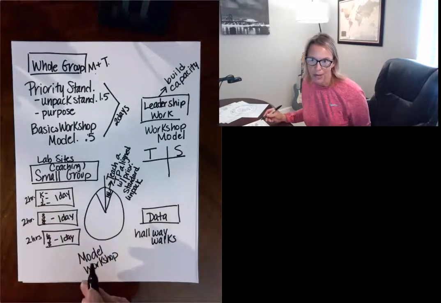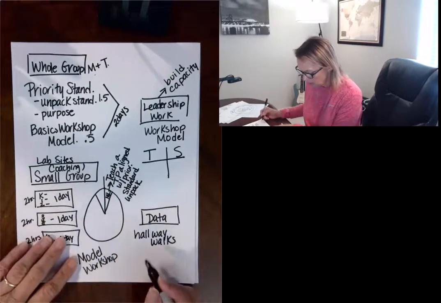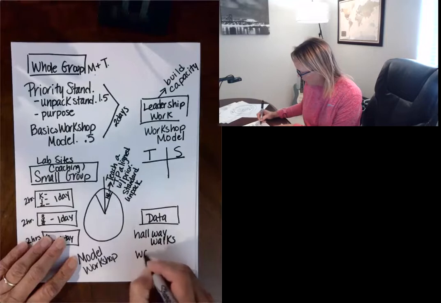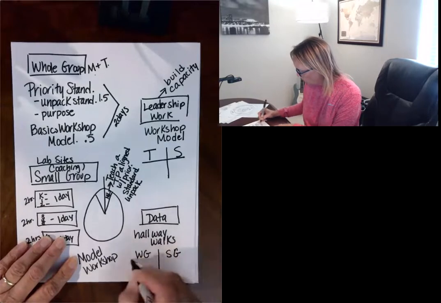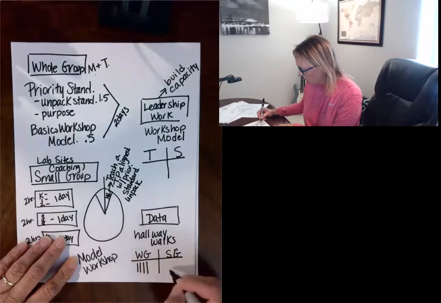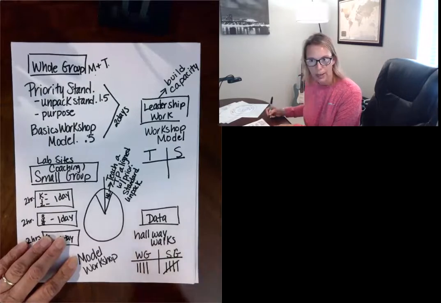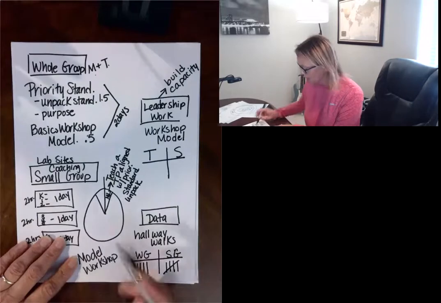During workshop model time, all you're going to do is do this. Take tallies. Are they in whole group? Are they in small groups? Down your hallways. Okay, and here's why this is important.